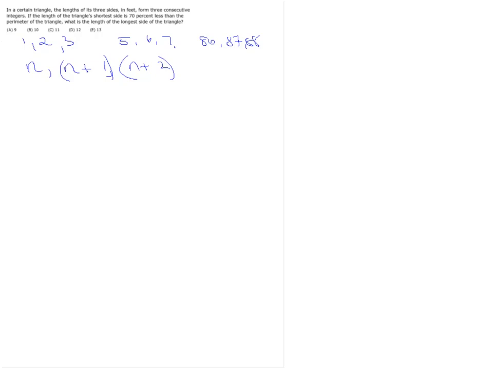Okay, so this triangle, it says the lengths of its three sides form three consecutive integers. It says if the length of the triangle's shortest side is 70% less than the perimeter of the triangle, what is the length of the longest side?